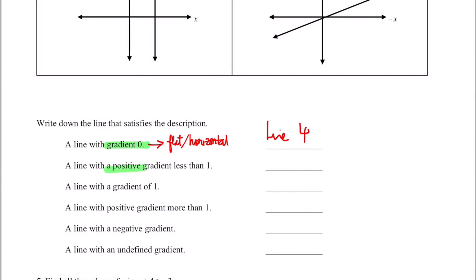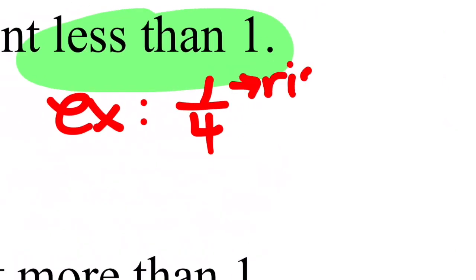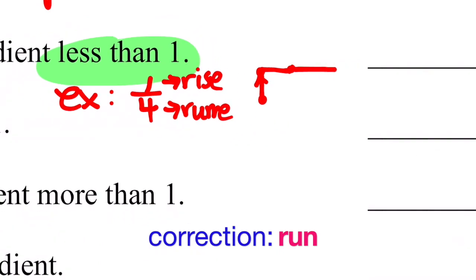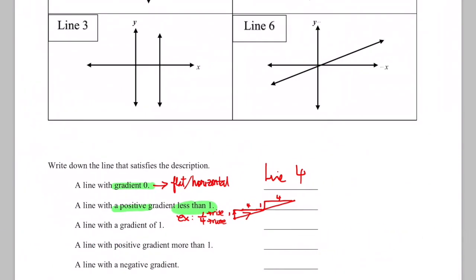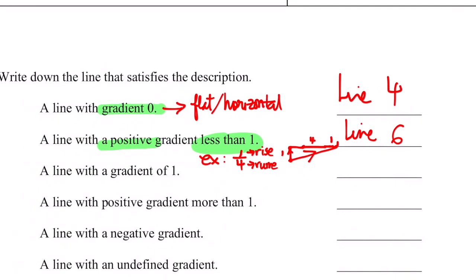A line with a positive gradient less than 1. An example of this is when the gradient is 1/4. The numerator 1 indicates the number of rise units, while the denominator indicates the number of run units. Hence, a gradient of 1/4 means that from a certain point, take 1 unit upward and take 4 units to the right. From the given list, the line that does this manner of small step upward but long run is line number 6.